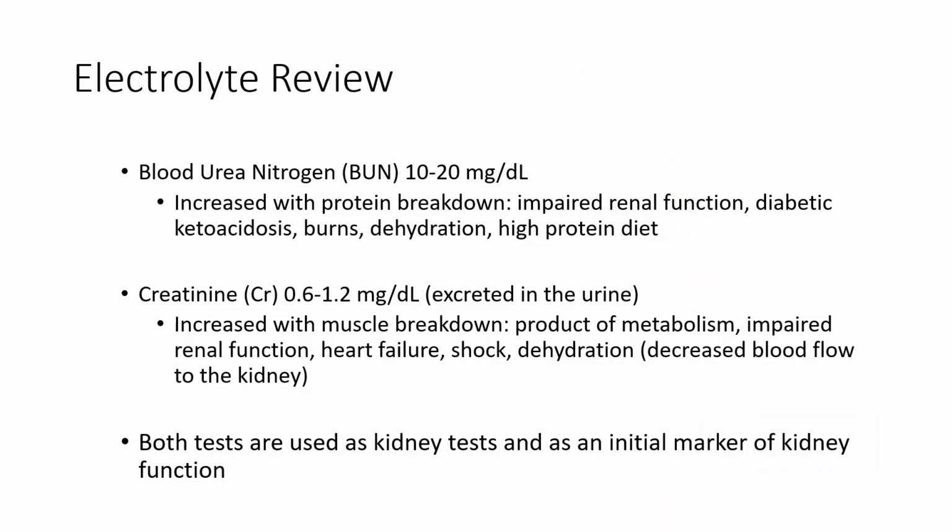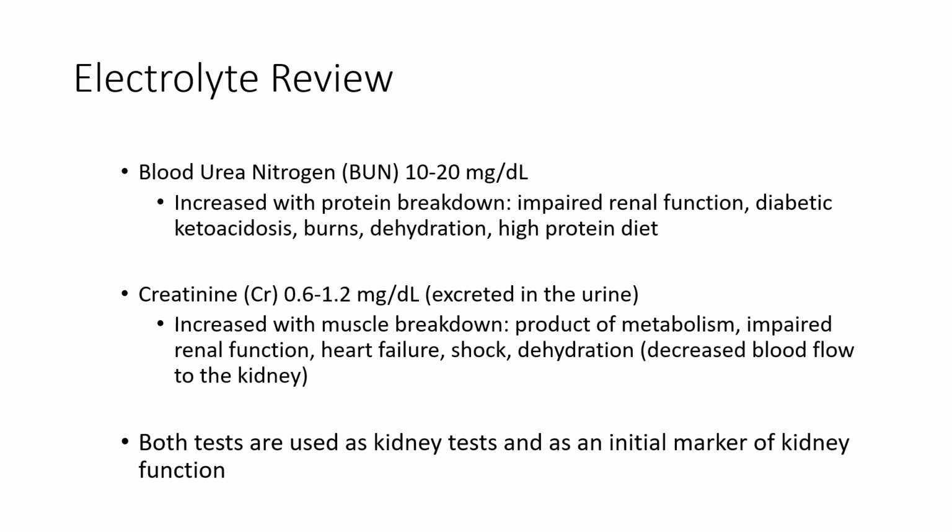Okay, so this slide, electrolyte review. So the first one, so these are our renal function tests, okay? Kidney function tests. Blood urea nitrogen, or BUN, and creatinine. Okay, and there's the normal values for each one, 10 to 20 for BUN, and creatinine 0.6 to 1.2.